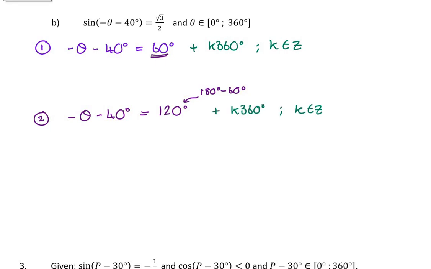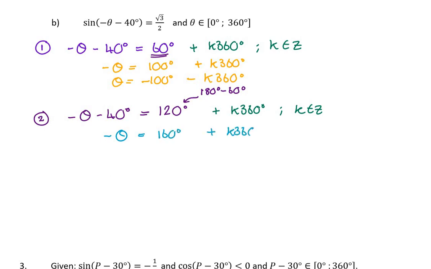And my plus k360. Now I'm just going to solve both of them like a normal linear equation, like I would in algebra. So I add 40 to both sides, and then I'm going to divide by a negative. So I actually get minus 100 degrees, and then technically I get minus k360. And if I do exactly the same below, if I add 40 degrees, I get 160, and then I need to do exactly the same thing of dividing by that negative. So I get minus 160 minus k360 degrees.